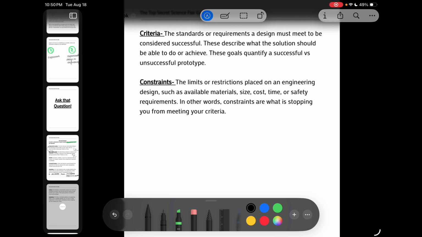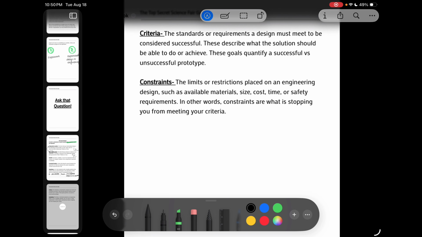But on the other side, kind of a fork in the road, for the engineering projects, what students do is they evaluate criteria and constraints. We went over this earlier, but I'm going to go over the definitions one more time. Criteria are the standards or requirements a design must meet to be considered successful.